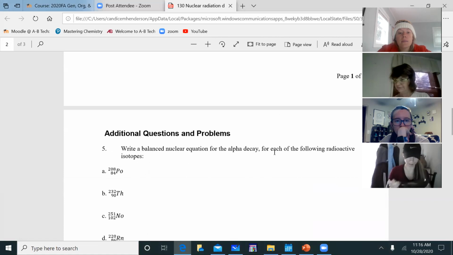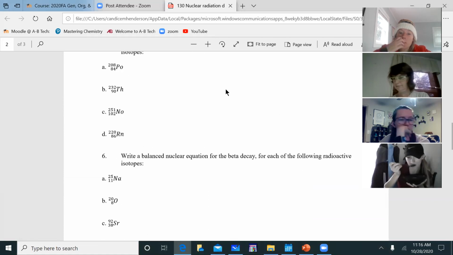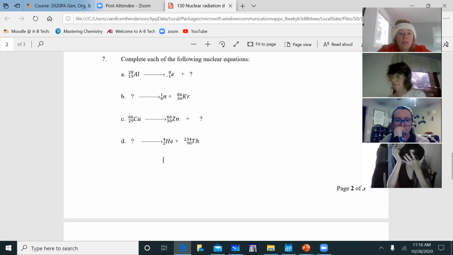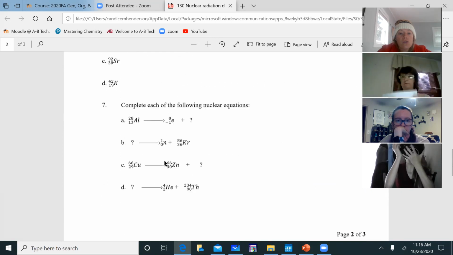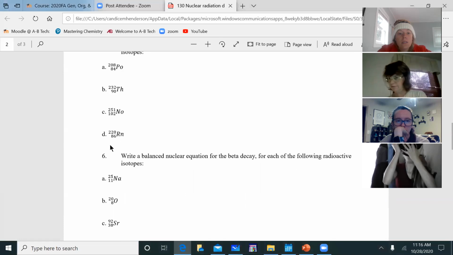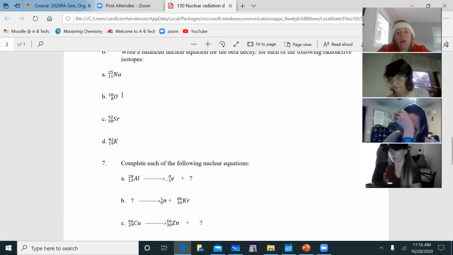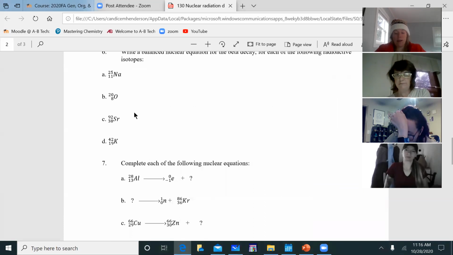All right, let's see what else we can do here. We worked on one of those. Let's do this one here. So we've got sodium-25, and I want that to undergo beta decay. So I want you to write out what it would look like if it emitted a high energy electron.